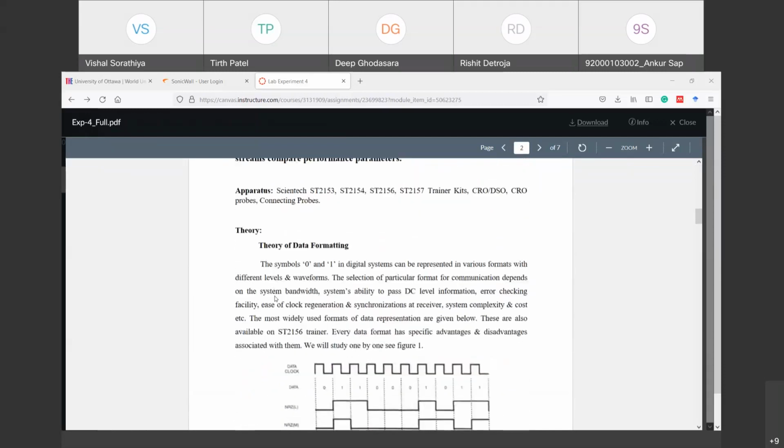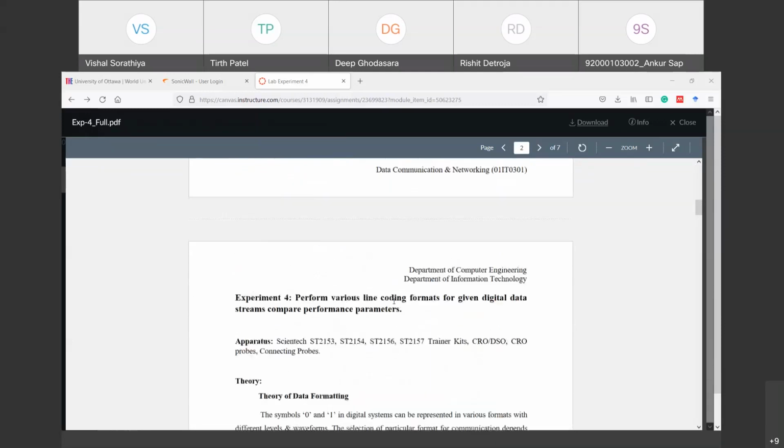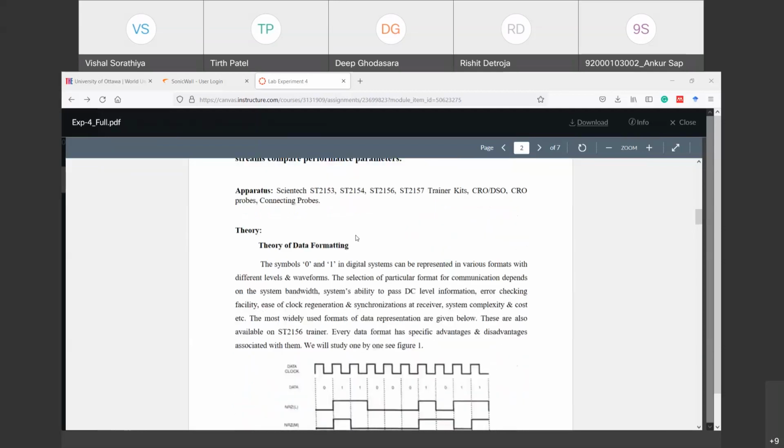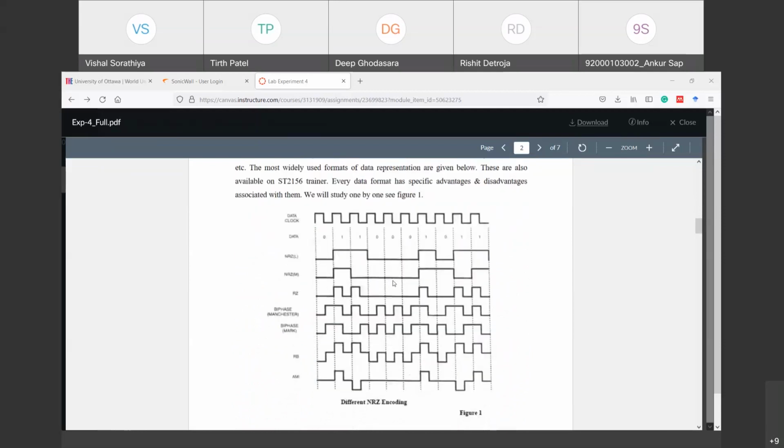Now, if you look at the response given on the second page, after the pre-lab exercise there is a description of the experiment. If you see figure 1, you can understand that you have the same bit sequence, 0 1 0 0 0 1 0 1 1. This sequence is fixed, your data is fixed here, but you can observe that a different type of signal is presented for the same data sequence.